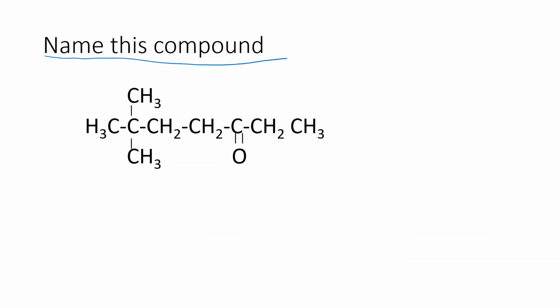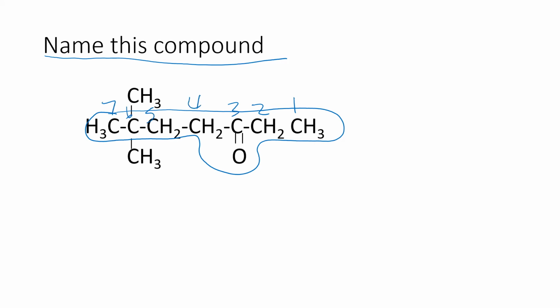Name this compound. Let's count our longest chain of carbons that includes our functional group, the ketone. So going straight across, if we count from right to left, we have 1, 2, 3, 4, 5, 6, 7. So the parent for 7 is going to be heptanone. And then we want to show the location of the carbon where the double bond to oxygen is attached. That's going to be at carbon 3 if we count from right to left.